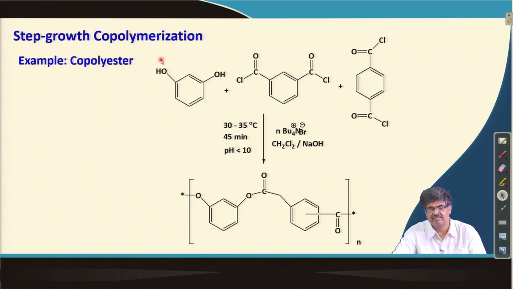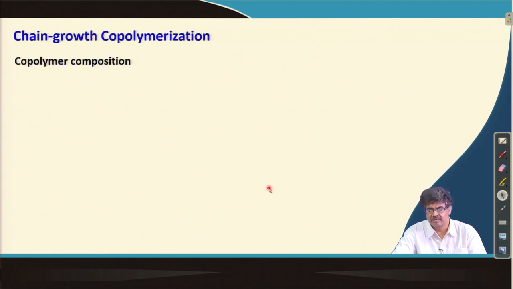This is an example of a commercially available copolyester. These are the alcohol groups and these are the two acid chlorides which are used to make these copolymers. So there are a few examples of commercial step growth copolymerization. Now we'll move to the more important one from a commercial aspect, chain growth copolymerization.